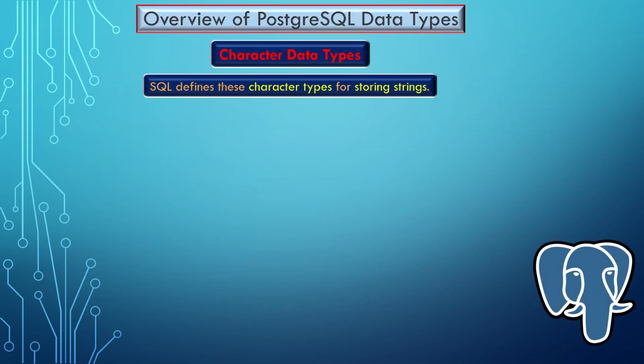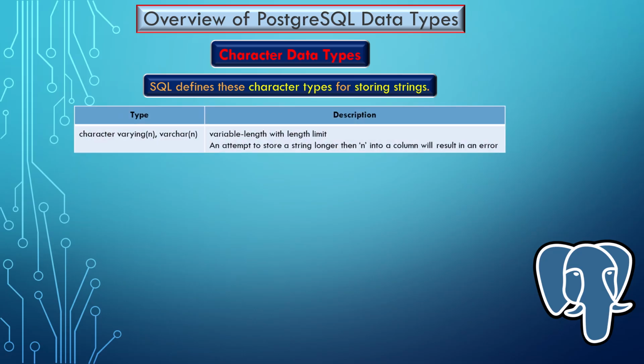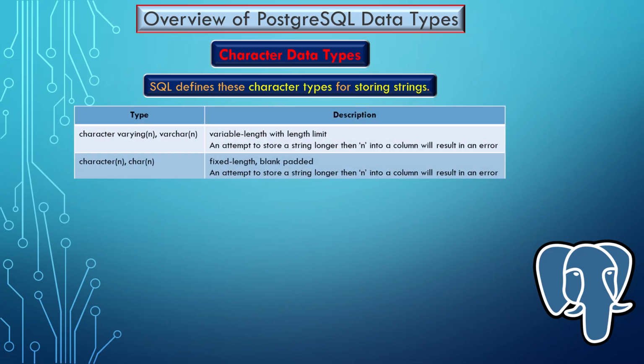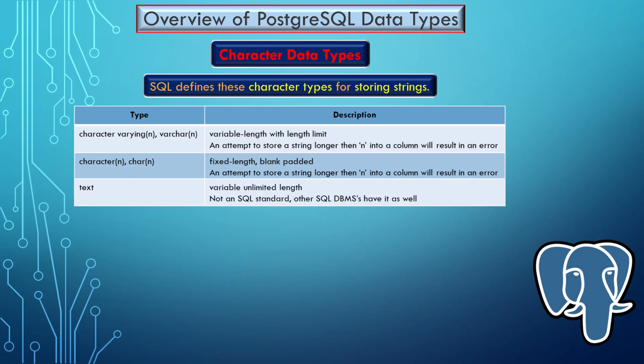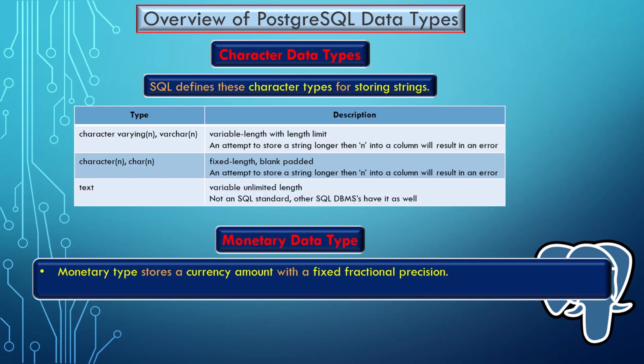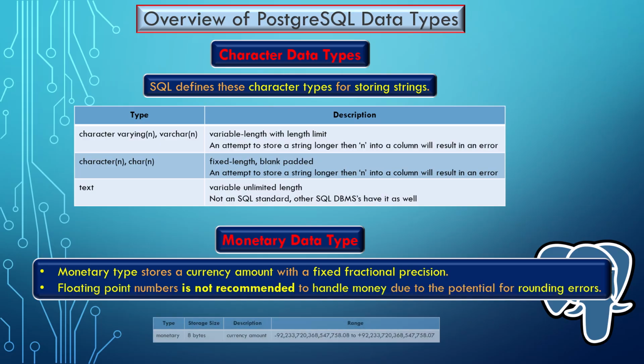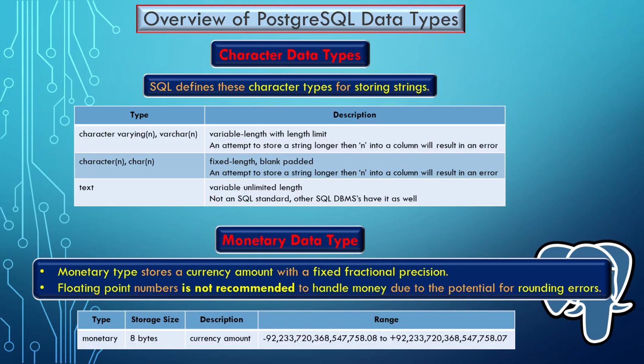SQL defines these character types for storing strings: a variable length with limit, a fixed length, and a variable unlimited length. The monetary type stores a currency amount with a fixed fractional precision. Floating point numbers are not recommended to handle money due to the potential for rounding errors.